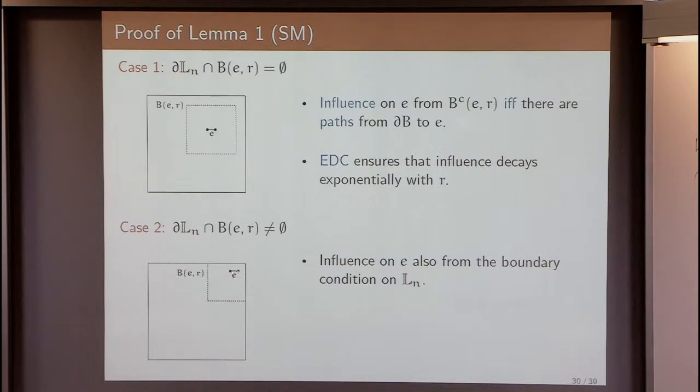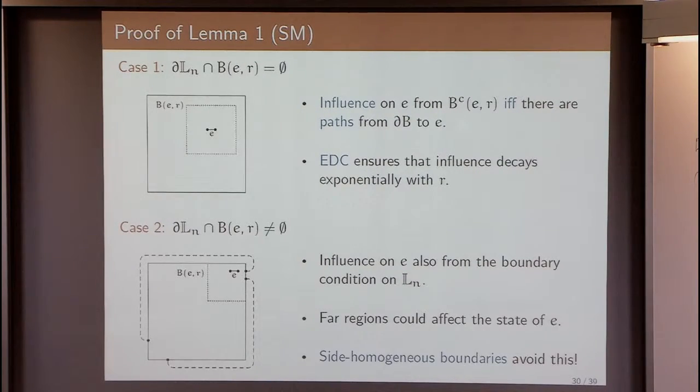But when the edge is close to the boundary, influence does not only come from the configuration. It also comes from the boundary condition of the outer box. So if the boundary condition is something arbitrary like this, you can take influence from very far regions from E to close to E using the boundary condition.